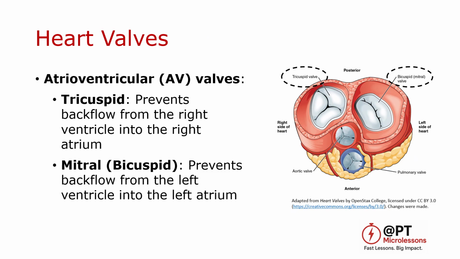Blood flows through two atrioventricular or AV valves. The tricuspid valve sits between the right atrium and right ventricle, while the mitral or bicuspid valve lies between the left atrium and left ventricle. During ventricular contraction, these valves close to prevent blood from flowing backward into the atria.